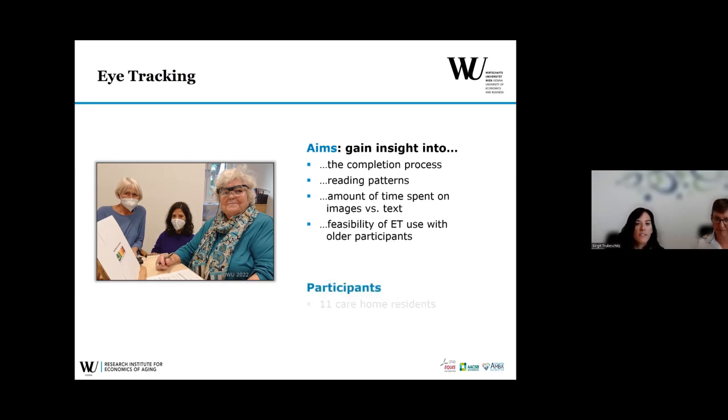We did the study with 11 participants. Those were all care home residents. And the way we did it was we had one researcher sitting with the person who was reading and filling out the questionnaire, and another person tracking the respondents' eye movements in real time on a tablet computer. And after the exercise, we did a short cognitive interview. So we did follow up with some probes and so on.